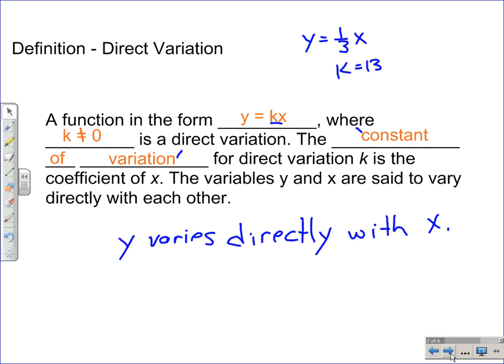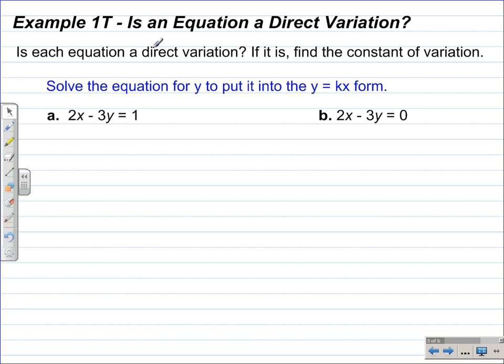So let's get into an example here. Our first example is an equation a direct variation. We're going to answer this question: is each equation a direct variation? If it is, find the constant of variation. So two parts to this question. First, determine if it's a direct variation.